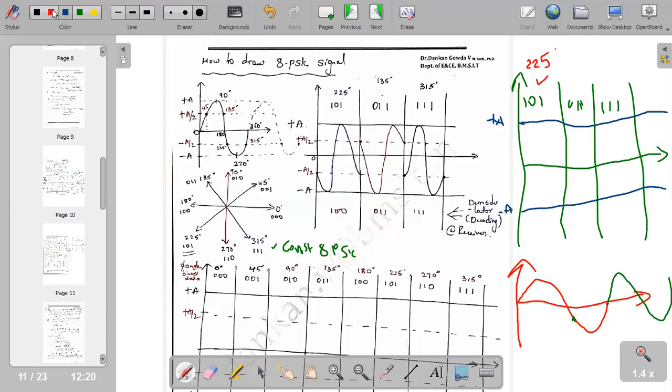Now again, the amplitude levels at these angles. What are the angles here? It is 45 and 135. It is plus A by 2. And again at these levels, what are the angles here? It is minus A by 2. So now how can we write this?